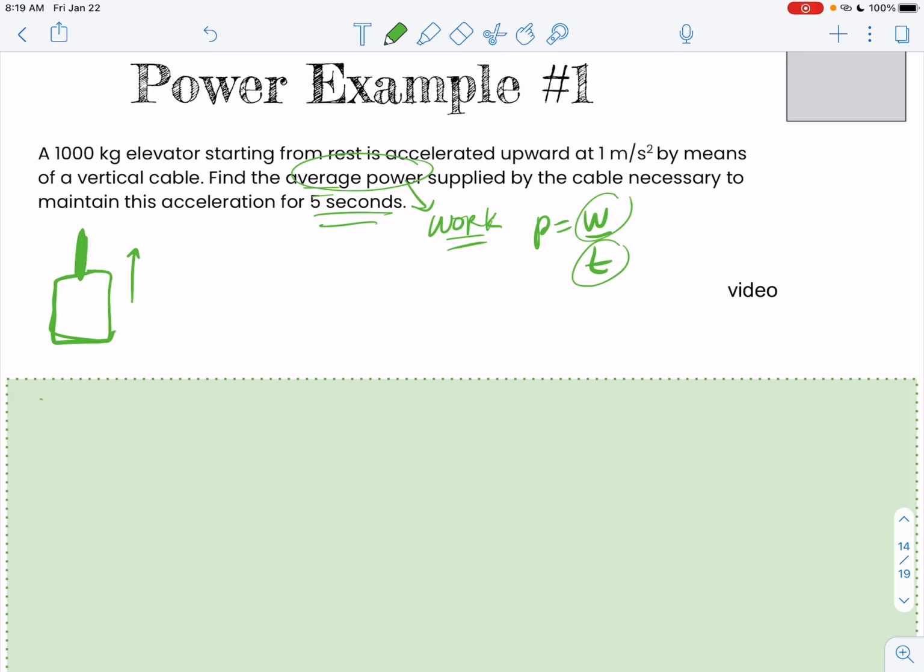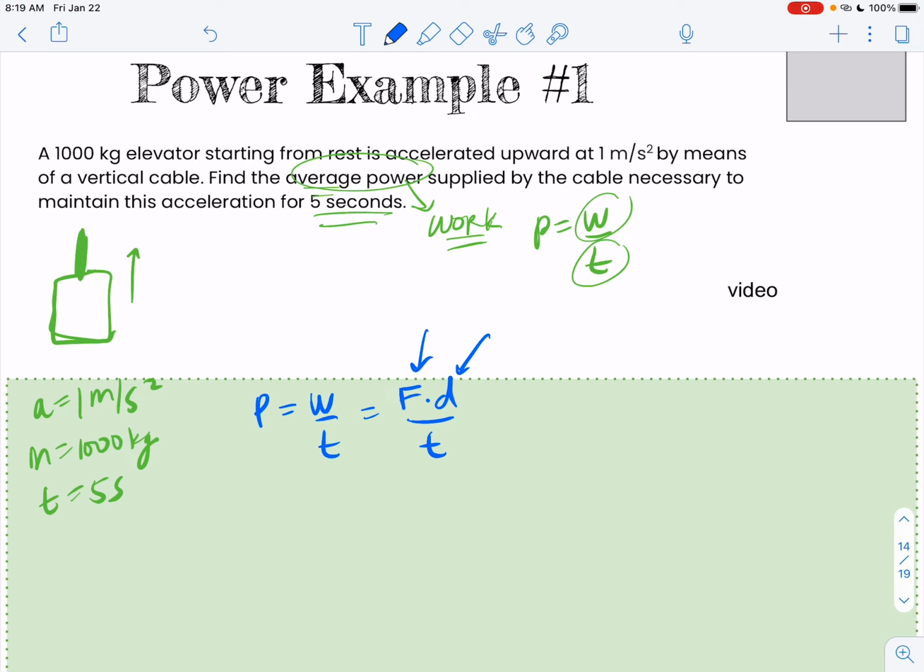Okay, so let's just write down what we have. They give us the acceleration, the mass, the time, and that's about it. So if I'm going to have power equals work divided by time, I know work is force times distance over time. I don't really know the distance, so I'm going to have to figure that out somehow, and I don't really know the force either, so I'm going to have to figure that out somehow.